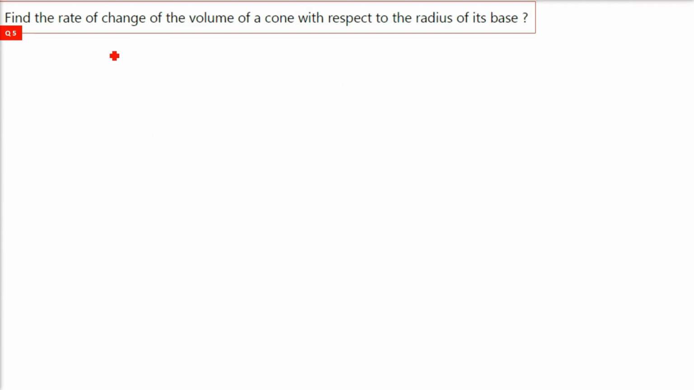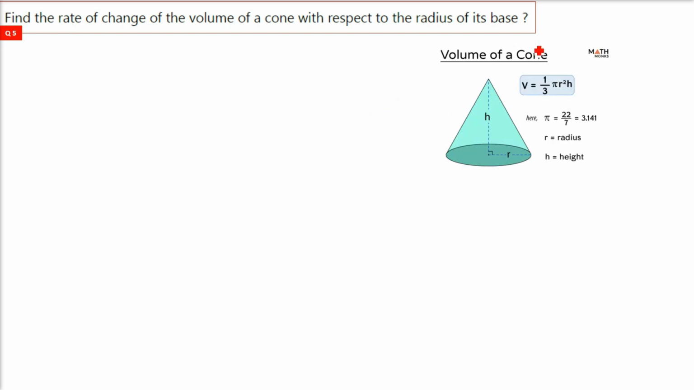This is your answer. Find the rate of change of volume of a cone with respect to the radius of its base. So volume of the cone we have already seen, which is 1 by 3 pi r square h. In order to solve these questions, you need to know the mensuration part: volume, surface area, total surface area of different shapes. We are calling it V. V is 1 by 3 pi r square h.